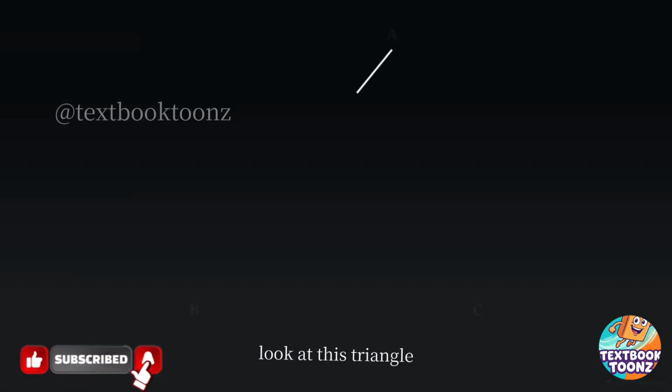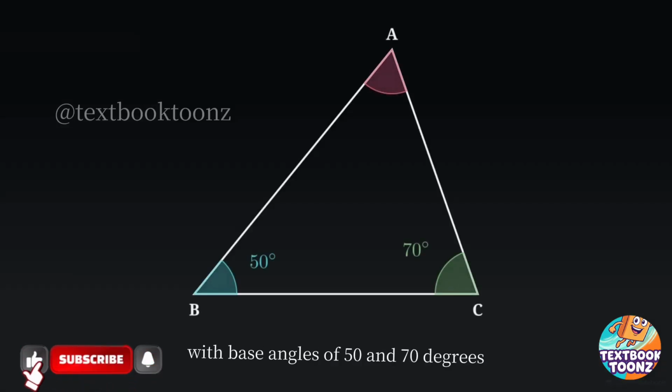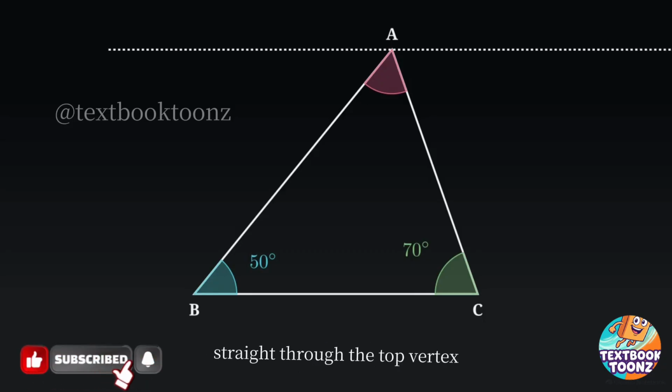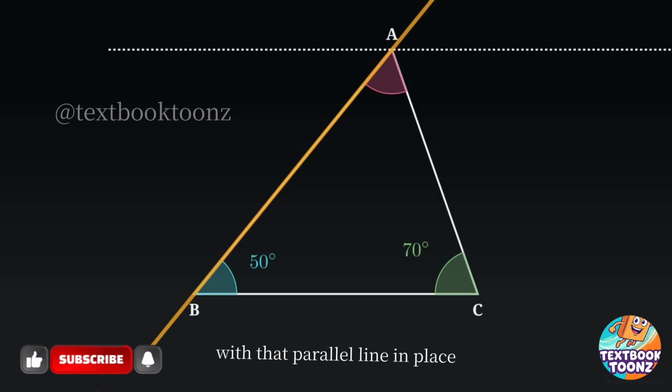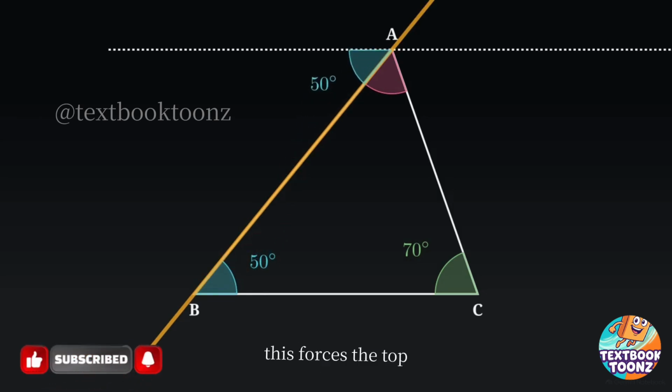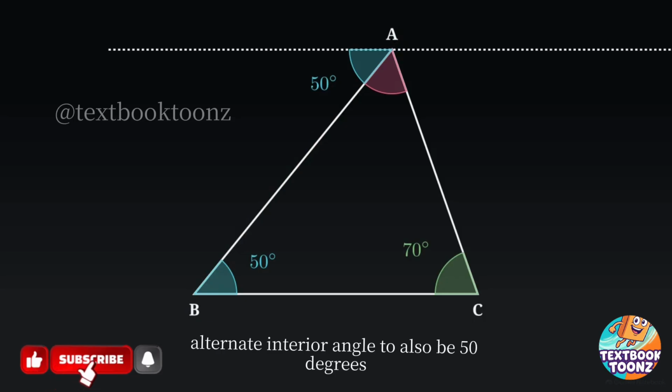Look at this triangle with base angles of 50 and 70 degrees. Euclid's first step was to draw a single dashed line straight through the top vertex, positioned perfectly parallel to the base. With that parallel line in place, the left side of the triangle acts as a transversal. This forces the top alternate interior angle to also be 50 degrees.